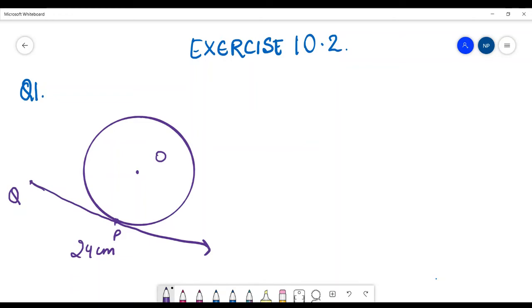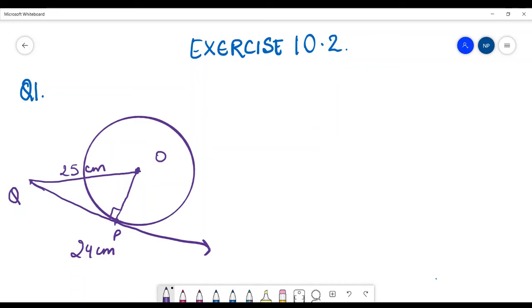And the distance from Q to the center, that is, center is the O, right? Till here the measurement is 25 centimeter. So what will be the radius of the circle? To find out the radius of the circle, from O to P, by using theorem 1.10.1, we are going to join this line. And once this line is joined, this becomes 90 degree.